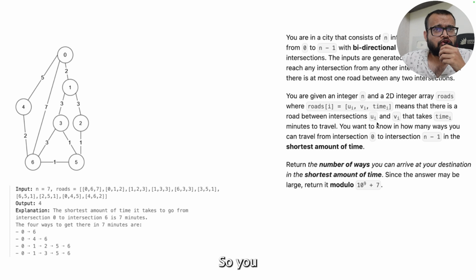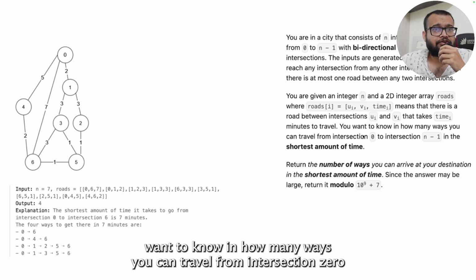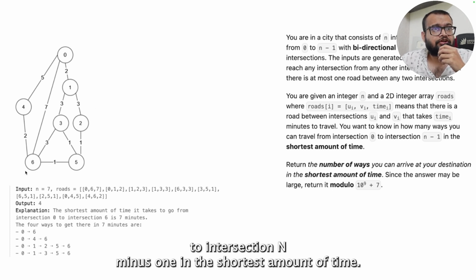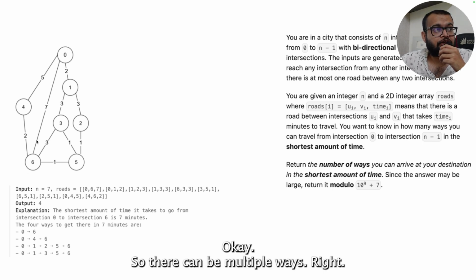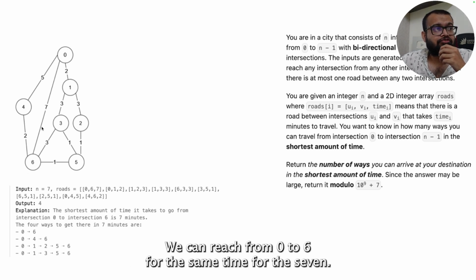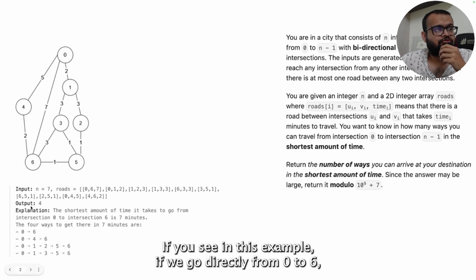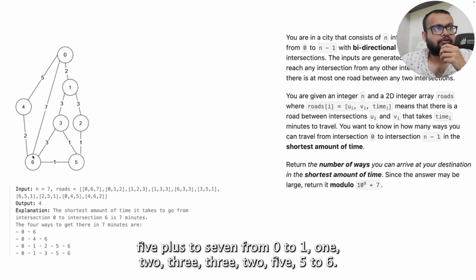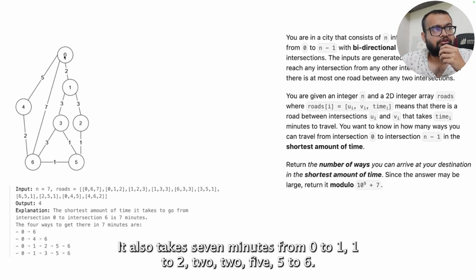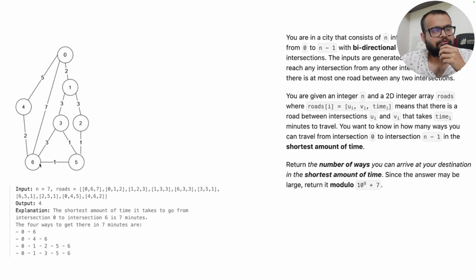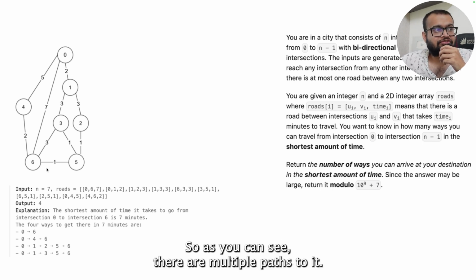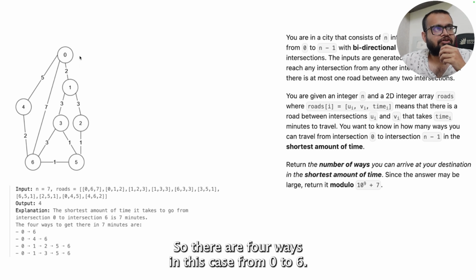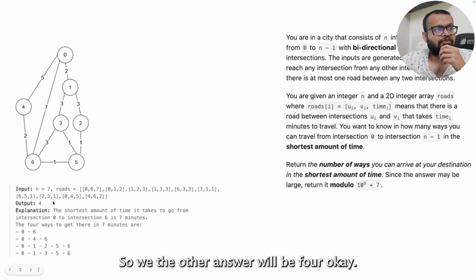So you want to know in how many ways you can travel from intersection 0 to intersection n minus 1 in the shortest amount of time. There can be multiple ways, right? We can reach from 0 to 6 in the same time, 7. If you see in this example, if we go directly from 0 to 6, it takes 7. From 0 to 4, 4 to 6, it takes 5 plus 2, 7. From 0 to 1, 1 to 3, 3 to 5, 5 to 6, it also takes 7 minutes. From 0 to 1, 1 to 2, 2 to 5, 5 to 6, it also takes 7 minutes. So as you can see, there are multiple paths. There are 4 ways in this case from 0 to 6, so our answer will be 4.